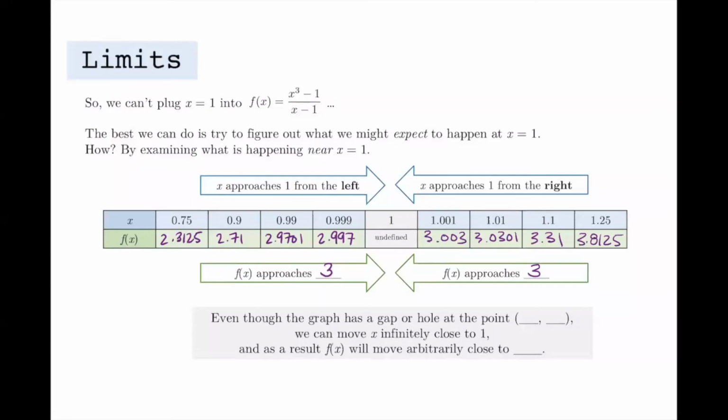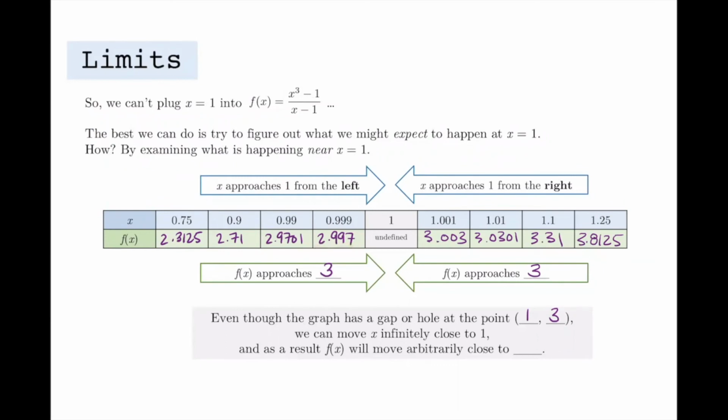So back to our example here. The idea is that even though the graph has a gap or a hole at the point where x equals 1, and the y value would be 3 at that hole or gap, so the coordinate of that hole would be 1 comma 3, with the limit we can move x infinitely close to 1. Even though we only plugged in 4 values here, there are a lot of numbers in between 0.999 and 1, and we could sit here and plug in infinitely many numbers in between 0.999 and 1 and get closer and closer to a y value of 3.